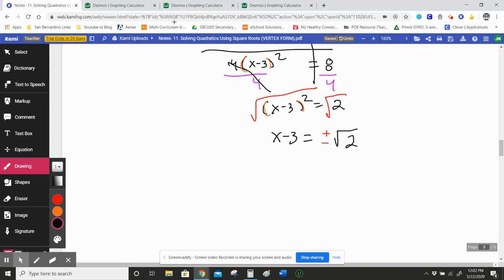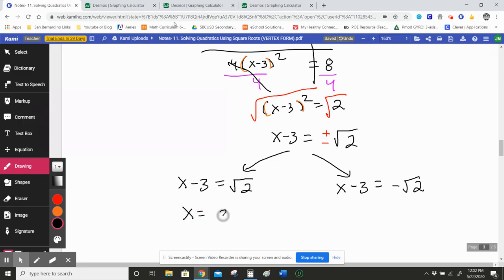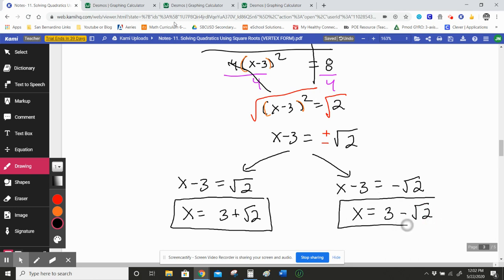All you have to do now is break it up into two equations, because plus or minus means we actually have two separate equations, two separate numbers. So one of my equations is going to be x − 3 is equal to the positive version of square root of 2. The other equation is going to be x − 3 is equal to the negative version of square root of 2, and then I have to solve each one. If I solve this one, I get x is equal to 3 plus square root of 2, as in we're going to add whatever that decimal number is. And then if I solve this side, I get x is equal to 3 minus square root of 2, and this will be my second answer.